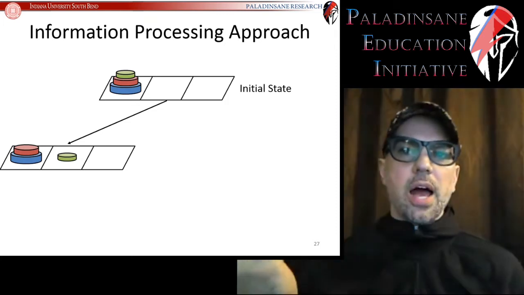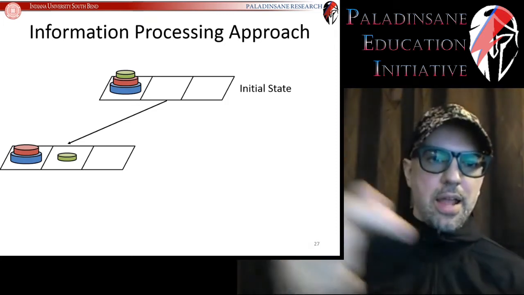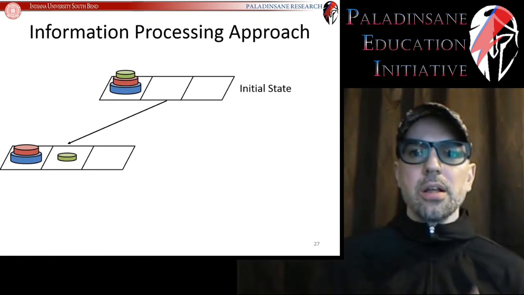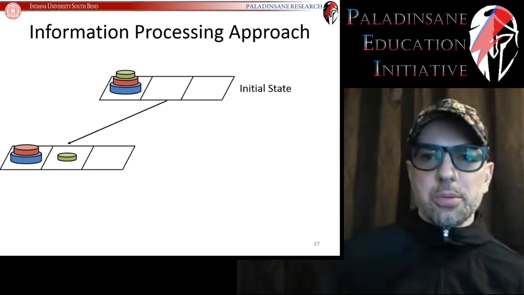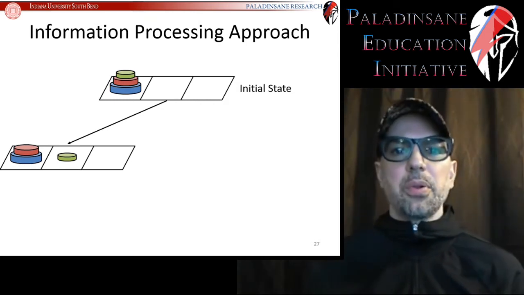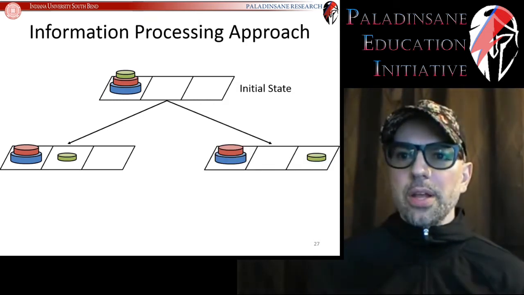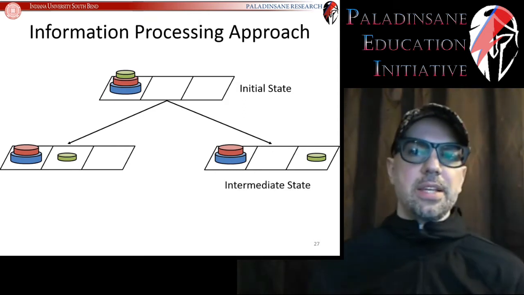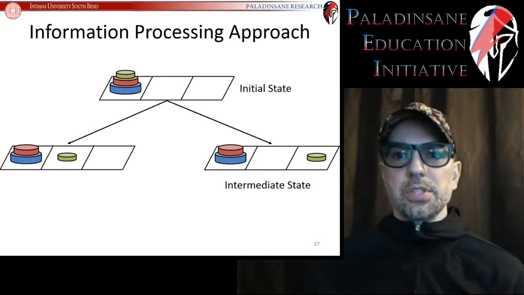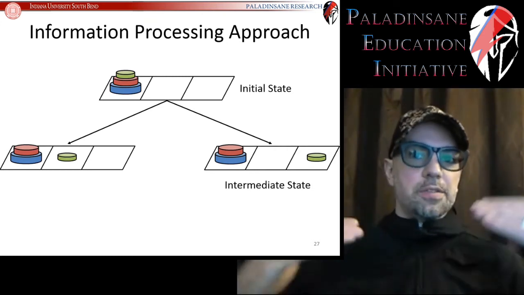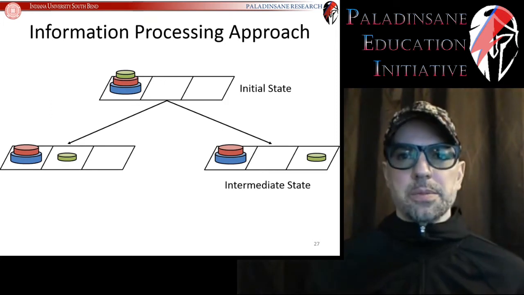So if we apply that operator, so that arrow is an operator, we will end up in that intermediate state where we have the green disk in position 2. If we apply the other possible operator, we will end up in another intermediate state where we have the green disk in position 3. All right, so those are the only 2 possible first moves. We've started to build this problem space.